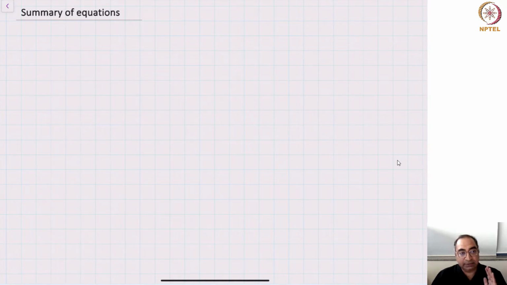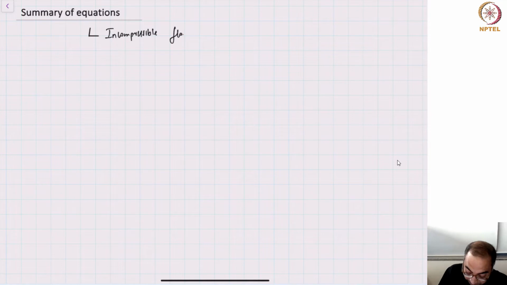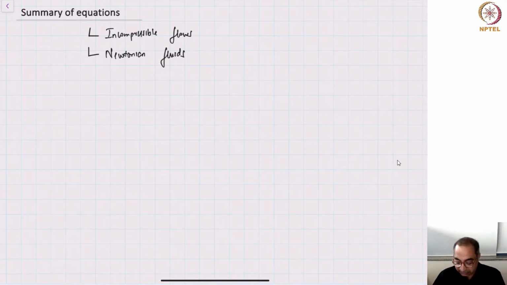So let me begin by first reminding you of what are the kinds of fluids that we'll be looking at. As I've already reiterated several times, we'll be looking at incompressible flows, and the fluids that we'll be looking at are all Newtonian fluids. There are several advances in interfacial fluid mechanics involving non-Newtonian fluids, but that will be too advanced in a course like this. So to illustrate the equations and the boundary conditions, I have taken a simple geometry.